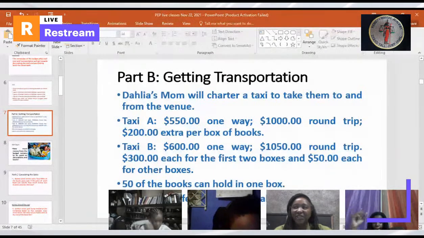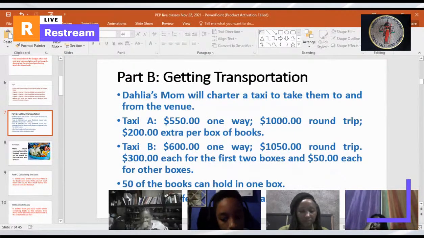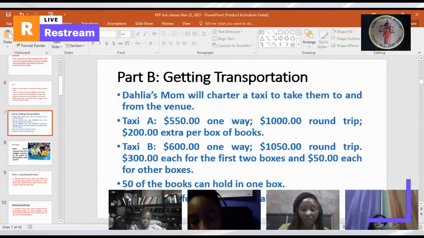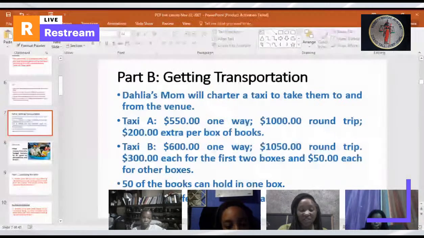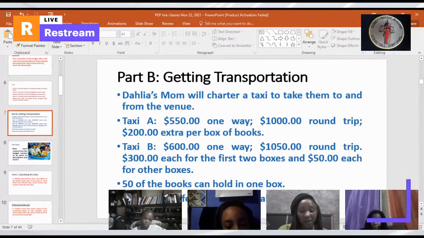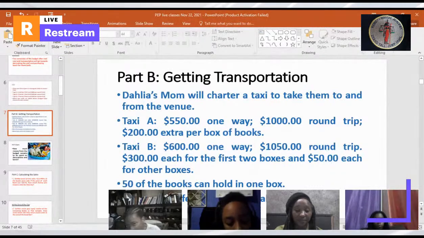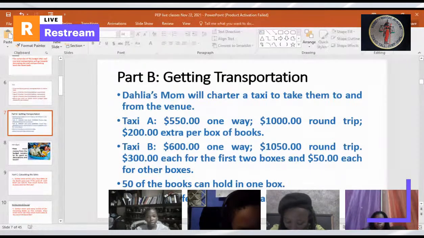As opposed to if she was going, let's say she didn't sell any of the books and she was going back with the 5 boxes, how much would she have to pay going back? Remember, for taxi B, it's the $300 for the first 2 boxes and $50 each for the other boxes. So if she was going back with all 5 boxes, she would have to be paying the $600 plus the $150 extra. This is extra, not to go back. So that would have been $750. But now she's just going back with 1 box because she has only 38 books. How much extra is she paying to go back for the boxes?